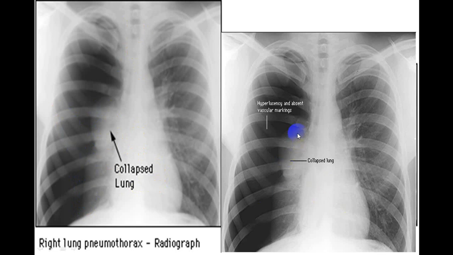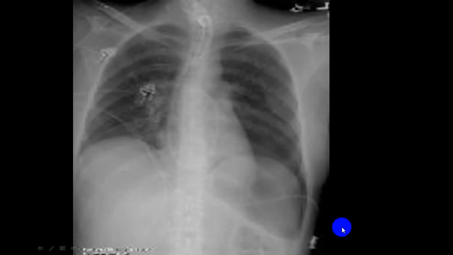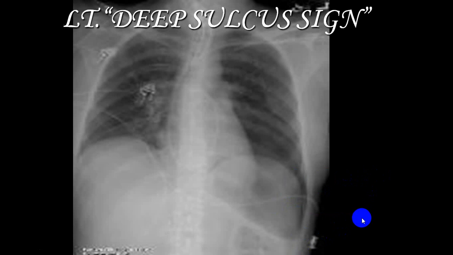Again, similar. You can see this border. This is translucency and absence of vascular marking. That is collapsed lung. Deep sulcus sign.